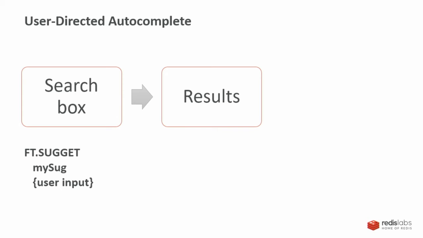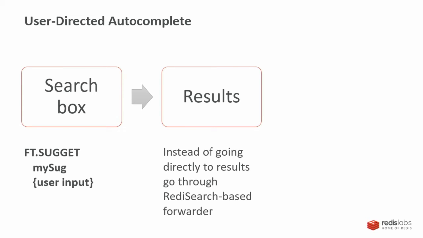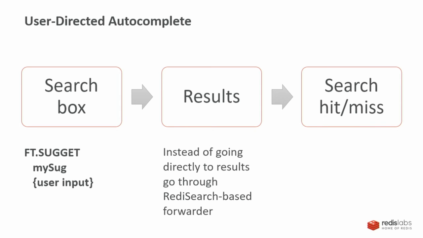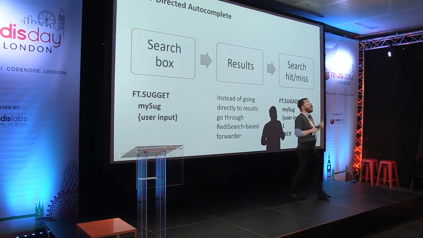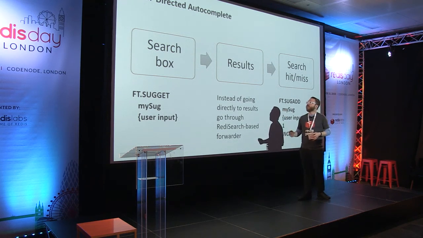Then you have the results. Instead of going directly to the results, when a user clicks or interacts in some way, then you would go in and actually put that through RediSearch. So when you define a search hit, that is somebody clicking or buying, however it might be, you use FT.SUGADD. So in this way, you're taking that user input and then you're incrementing it by 1. So that means that the user's input is actually directing itself.